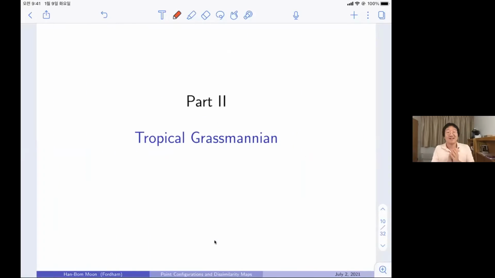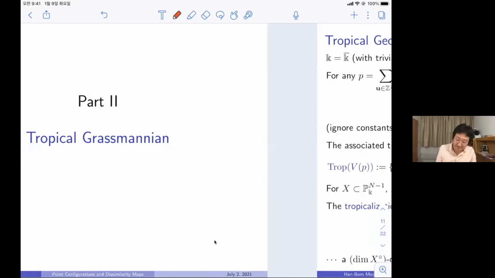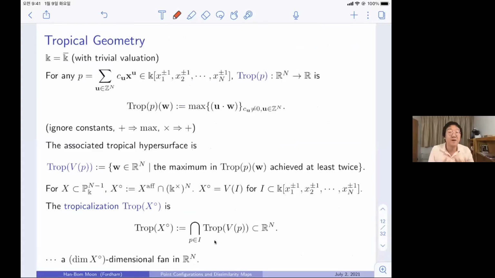All right. Then let's move to algebraic geometry. For the first 15 minutes, I didn't say anything about algebraic geometry, but here is the algebraic geometry seminar. So I feel a little bit guilty. So, okay, part 2 is about the tropical Grassmannian. Let me briefly explain the very minimal background of basic knowledge of tropical geometry.